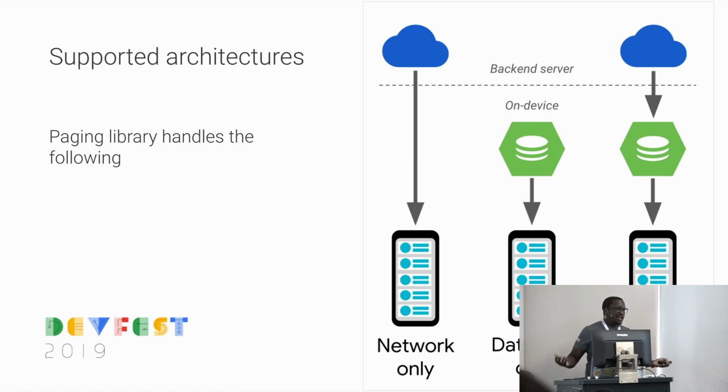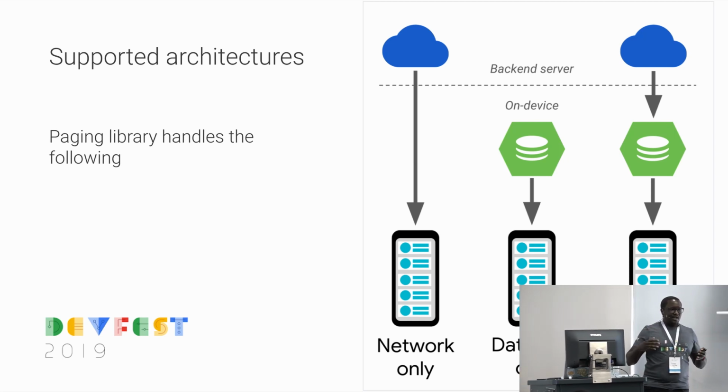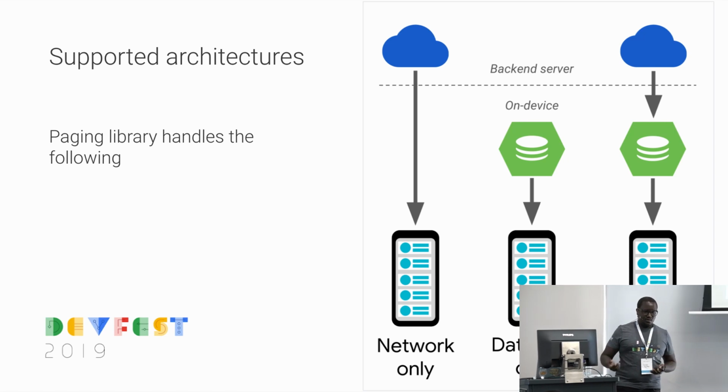And now these are the architectures of what the paging library will assist you with. We can choose to fetch our data from the network directly, or we can choose to have a local database, which interacts with the device only. Technically you could do that, but most apps don't work in isolation. You're fetching information from somewhere. And the one I really like to talk about today is using your network and your database together to show information and to enable you to have an offline presence of the network data that you do have.